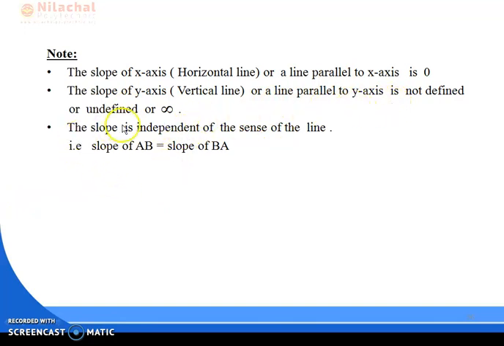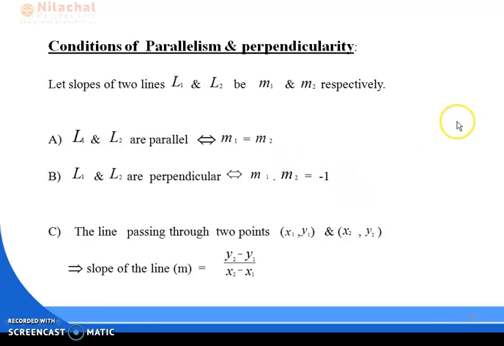So let's see, slope is independent of the sense of the line. That means the slope of line AB also equals the slope of line BA, because there is no direction. If the direction is changed, the slope does not change. The slope is the same. Same line, same slope. There is no change in direction. AB, BA, there is no change. The slope is always the same. This is independent.